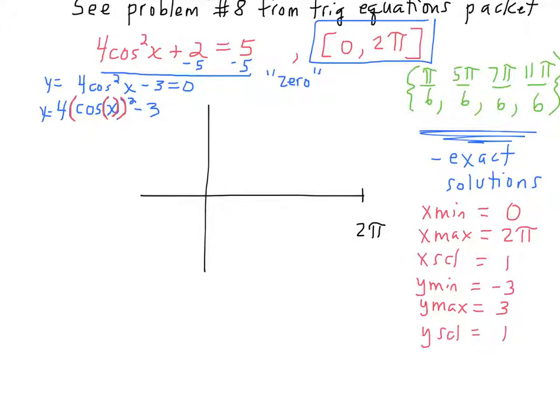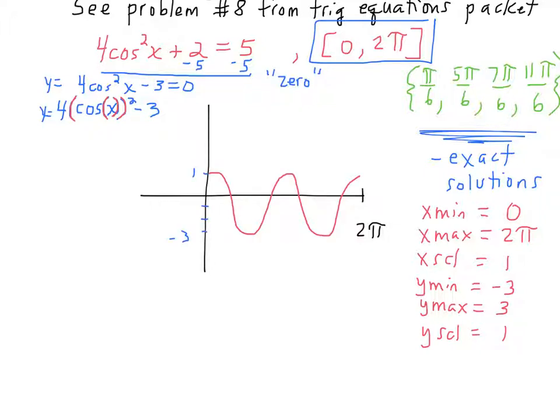Okay, a negative 3 to 3 with a y scale of 1 will be sufficient to see this function. So we're in radian mode. We've entered our function using parentheses. All right, we've set our scale, and now we're going to hit graph.